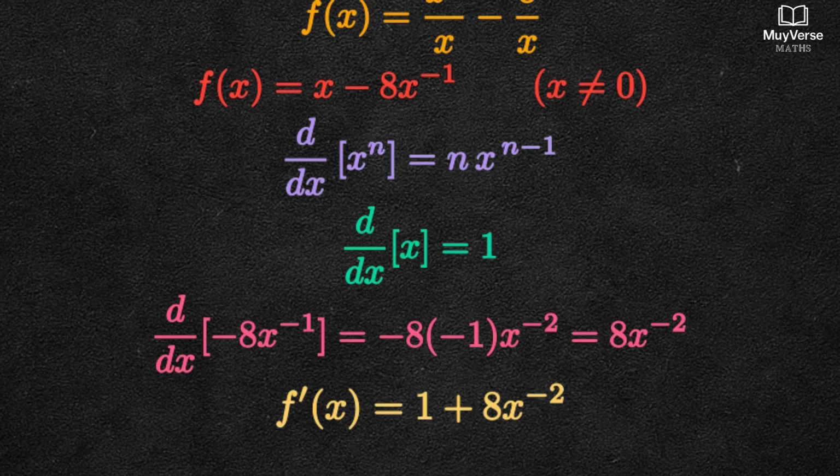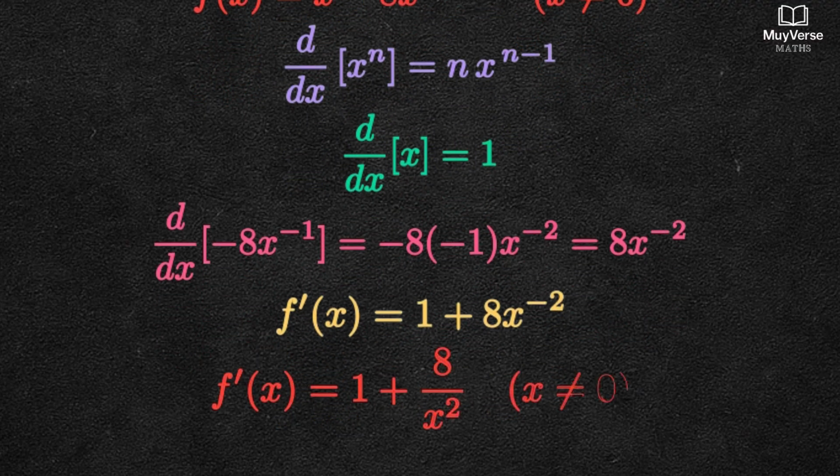Step 3. Express the answer without negative exponents and keep the domain in mind. This gives f prime of x equals 1 plus 8 over x squared, with x not equal to 0.